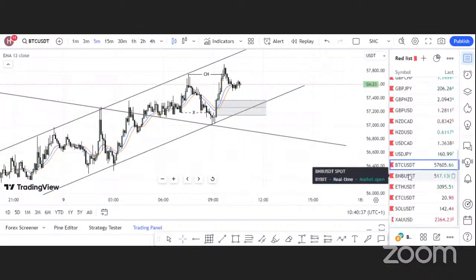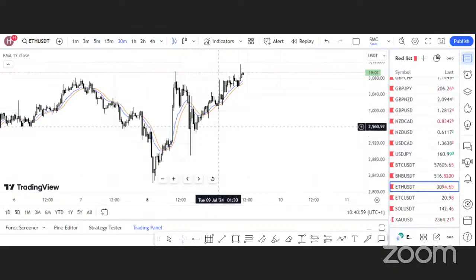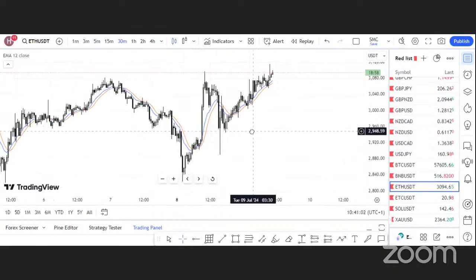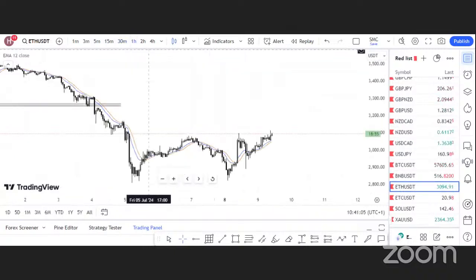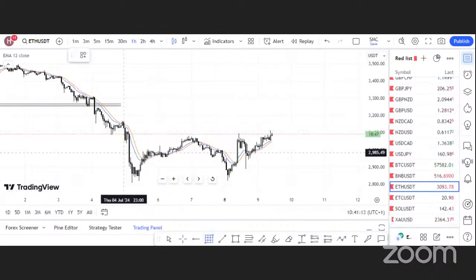All right, so we've done the analysis for BTC USDT. Now let's go to Ethereum USDT. You see, both pairs, BTC USDT and Ethereum USDT, have similar moves. They make similar moves in the market, and I think they always go the same direction. So if BTC USDT is buying, Ethereum will also be buying. All right.